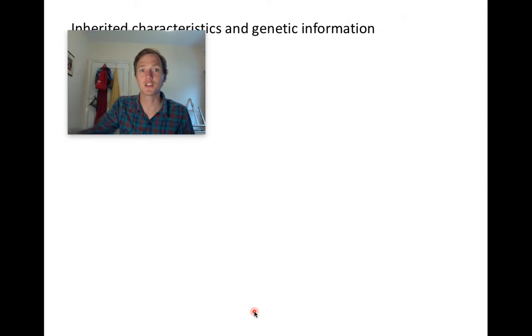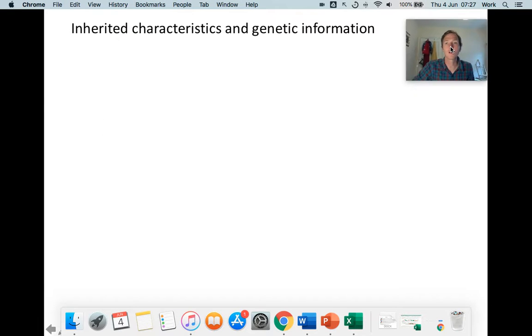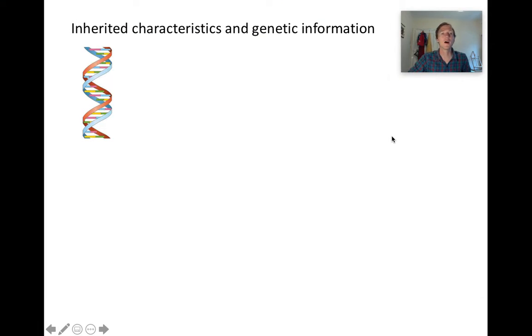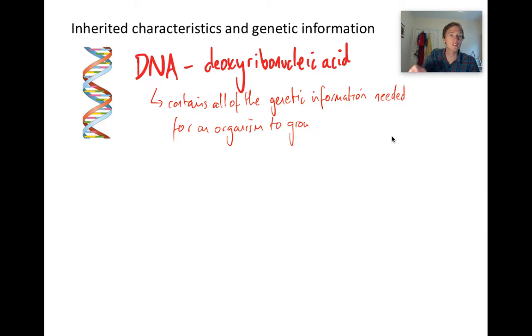So genetic information is all about this famous structure, and you may well have seen it before. This famous structure is DNA. And DNA is actually an acronym. Each letter stands for a different part of a word. And that word is deoxyribonucleic acid. So that's what DNA actually is. Deoxyribonucleic acid. And it's a molecule that contains all of the genetic information needed for an organism to grow and to live.